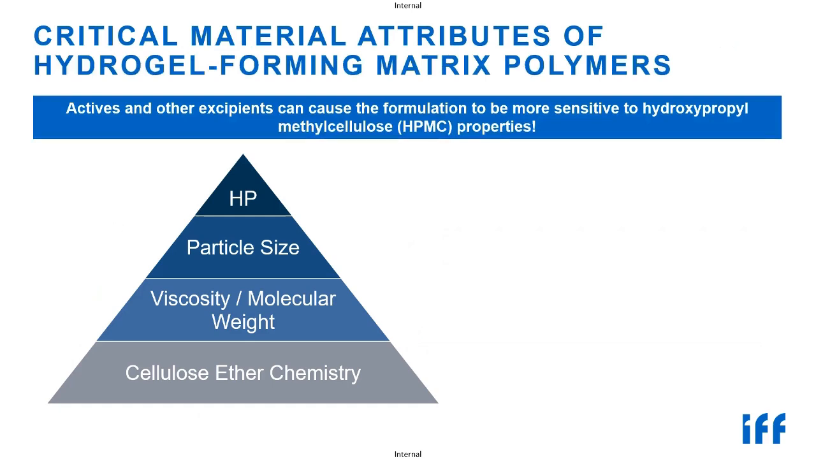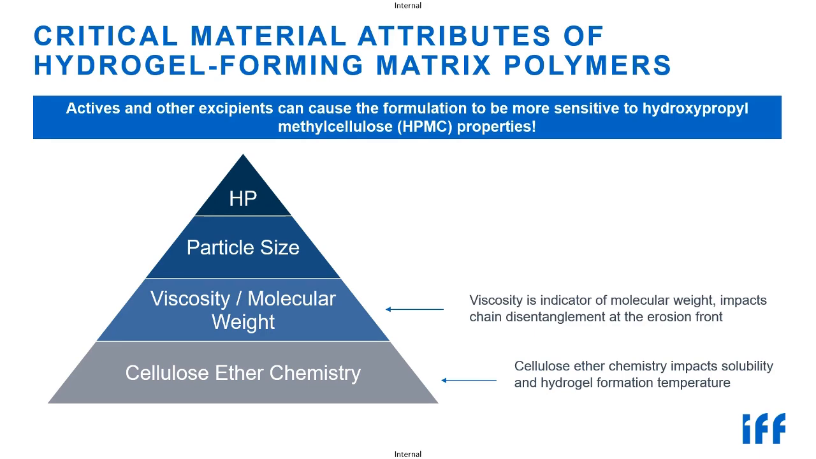Let's look at an example of hydroxypropyl methyl cellulose polymer, commonly known as HPMC, a very well-known polymer when we are developing a matrix formulation. So this hydrogel or hydrophilic polymer has some critical material properties, and the first thing we need to consider is the cellulose ether chemistry, which could impact the solubility and hydrogel formation temperature. HPMC comes in different chemistries, and based on the API, we have to choose the right chemistry.